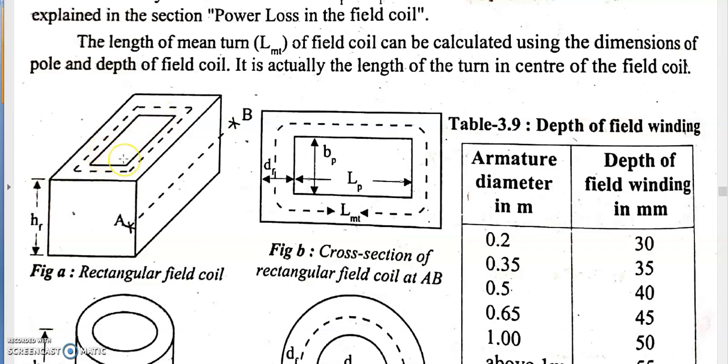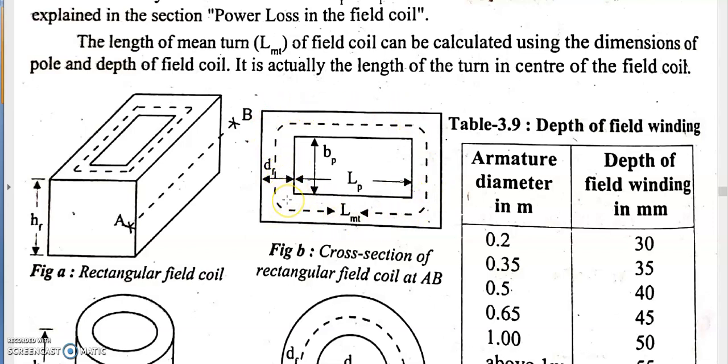The shorter length is the breadth of the field pole and this longer length is the length of the field pole, and that is again shown here. So this is the field pole dimension that we have already calculated, designed in the previous section, part 1. So this is the breadth of the field pole and this is the length of the field pole. Now surrounding the field pole we have the field coils. So this field coil's dimensions are what we are going to calculate.